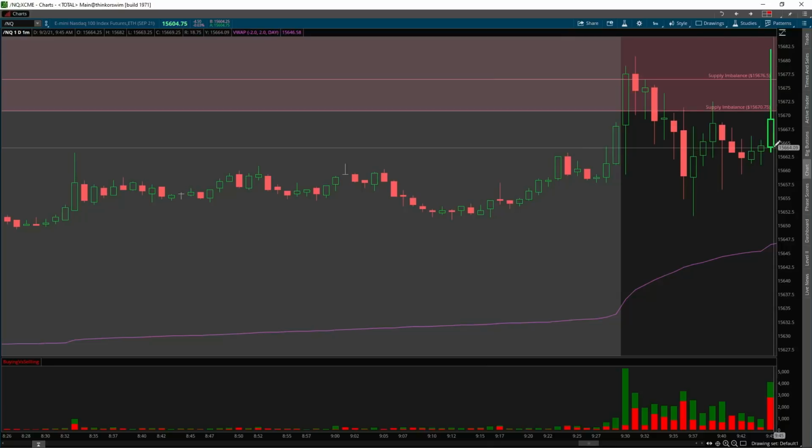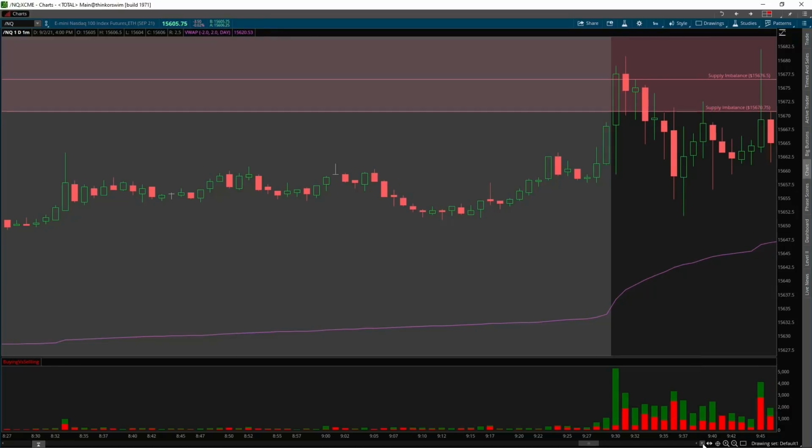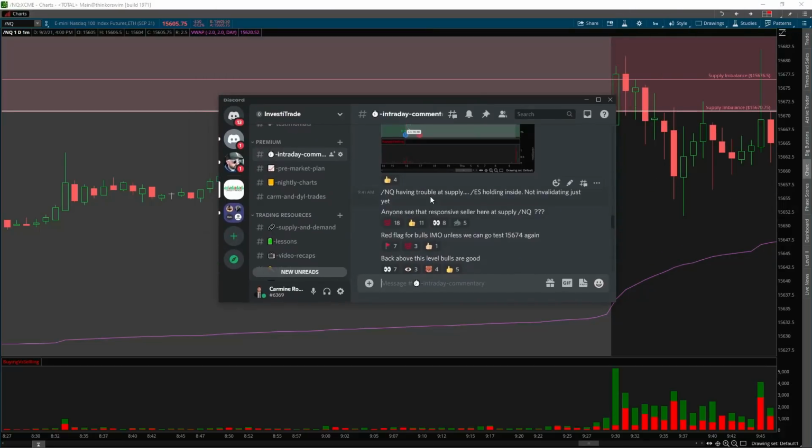It's the same thing with the market. We moved up, the seller was at the top swinging a baseball bat, and immediately they showed some type of responsiveness. That is an immediate red flag to the downside, or to the upside if you are a bull. So I said this: at 9:41, we're having trouble at supply. Anybody see that responsive seller here at NQ? Red flag for bulls, in my opinion.